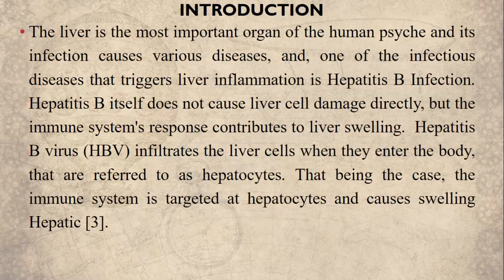Introduction. The liver is the most important organ of the human physique, and infection causes various diseases. One of the diseases that triggers liver inflammation is hepatitis B. Hepatitis B itself does not cause liver cell damage directly. The immune system response contributes to liver swelling. Hepatitis B virus influences the liver cells when it enters them, and the immune system is triggered and causes the hepatitis.